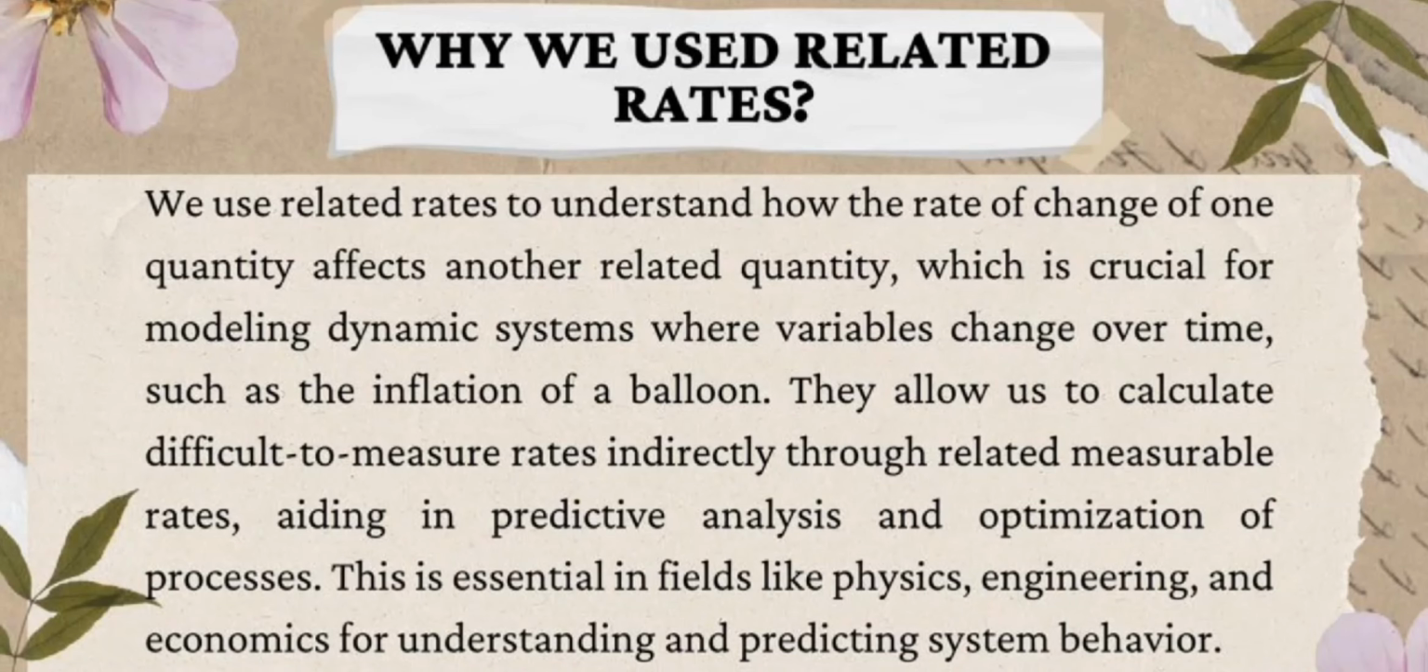What is related rates? In a related rates problem, the idea is to compute the rate of change of one quantity in terms of the rate of change of another quantity, which may be more easily measured. The procedure is to find an equation that relates the two quantities and then use the chain rule or implicit differentiation to differentiate both sides with respect to time.